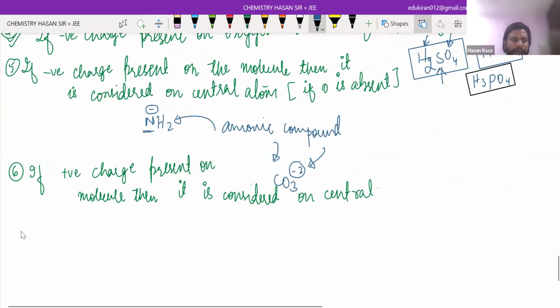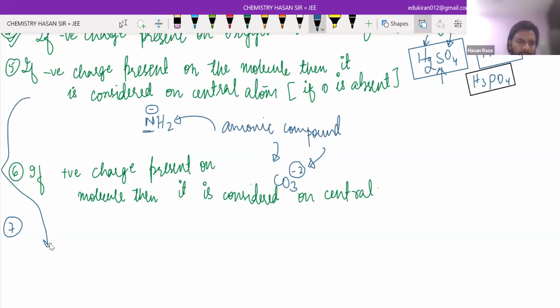Okay, next, the seventh rule. I didn't write that part about a negative charge present on a molecule in which oxygen is present; then it will be considered on oxygen. So I'm going to write it here: except oxygen.